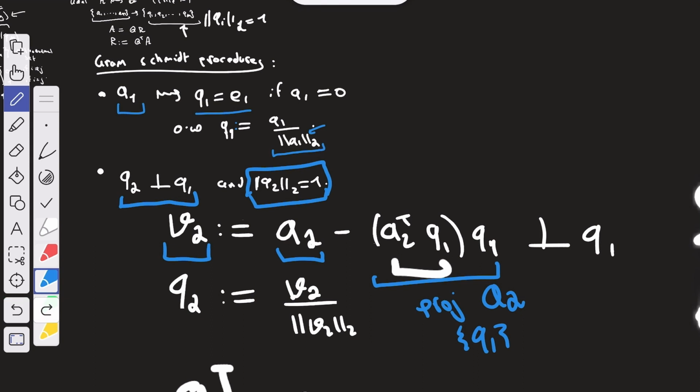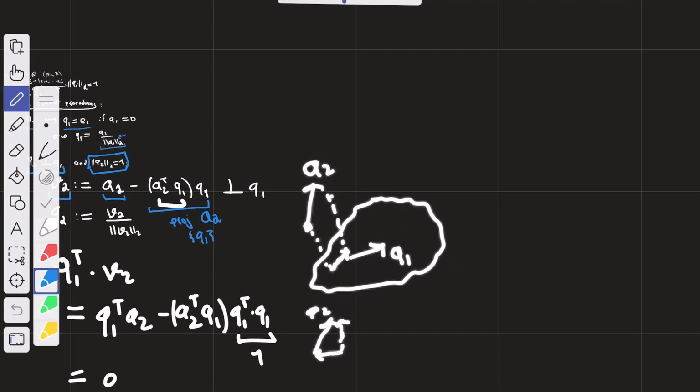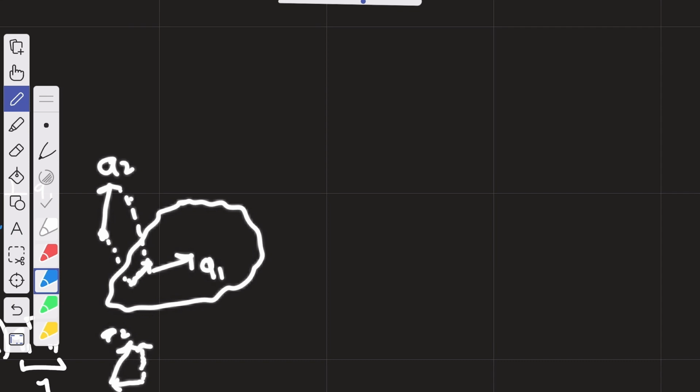And now let me motivate why this definition of v2 is the right definition to take. Let's say you have a space spanned by q1. This is the vector q1, and you have a space spanned by it, and you want to take the vector a2 and get a vector that is orthogonal to q1. So how do you do that?